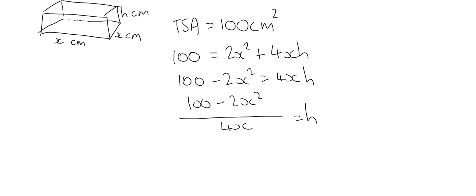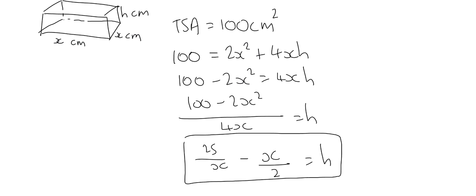So this is going to be 25 over x minus x over 2. Are you with me? Okay, so this is me rearranging this to express h in terms of x. Okay, now what I want to do is find my volume. So let's change colors and let's go backwards. Let's go over here. So the surface area is going to be 2 lots of x squared plus 4 lots of xh. We already know that. That bit's pretty easy.